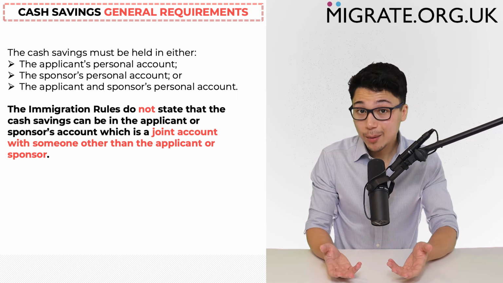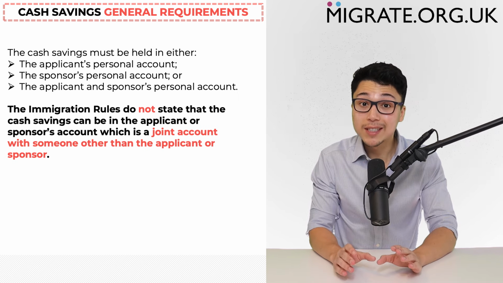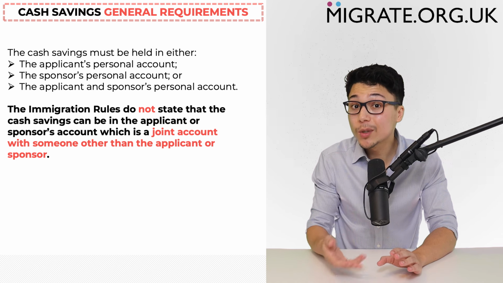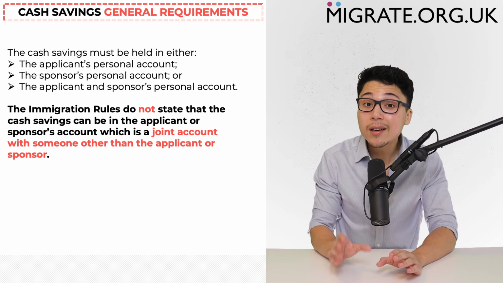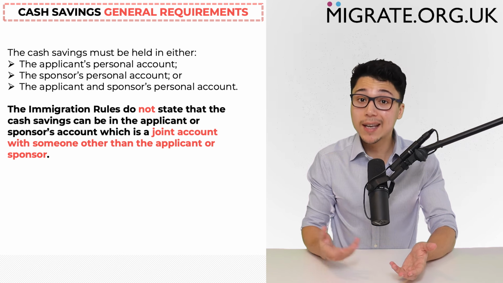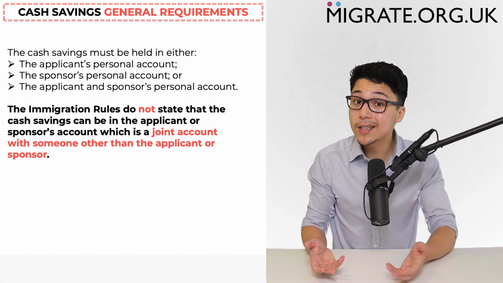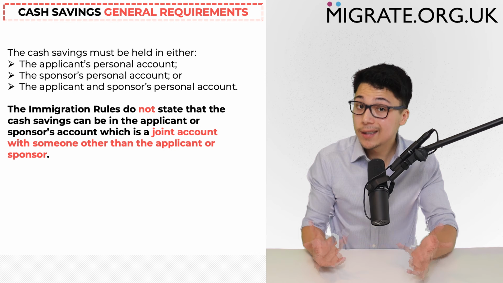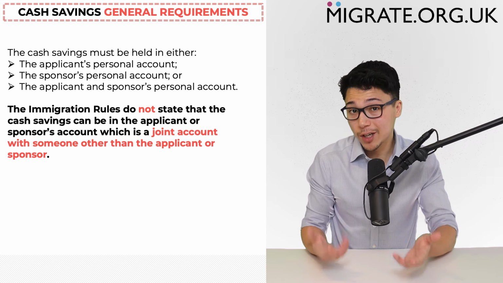The immigration rules, however, do not state that the cash savings can be in the applicant or sponsor's account, which is a joint account with someone other than the applicant or sponsor. So for example, if the account that holds the cash savings is in the name of the sponsor and the sponsor's mother jointly, this does not technically satisfy the immigration rules.